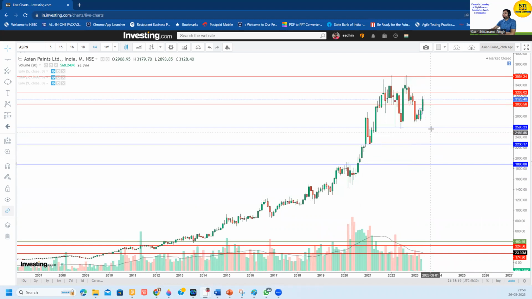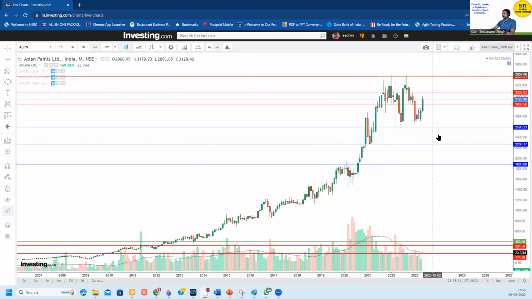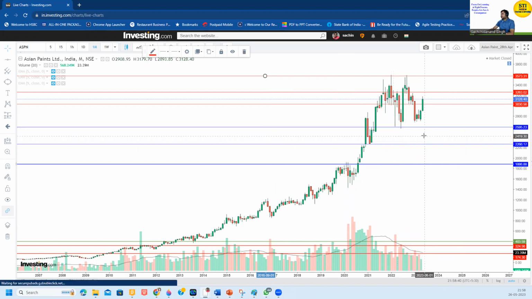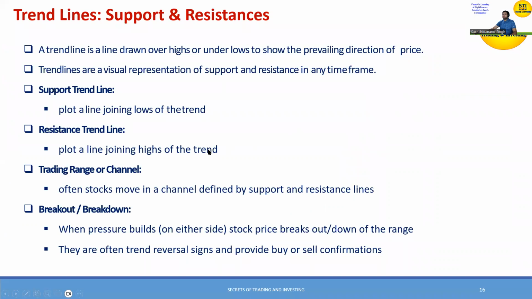Maybe in the last many months, it is moving in a particular range. The highest here is around 3,500, and since the last year or more than 10 months, the lowest is around 2,500. So it is moving between 3,500 and 2,500. That is the channel. Channel means the upper and lower price range it is moving in, also called a trading range or channel.